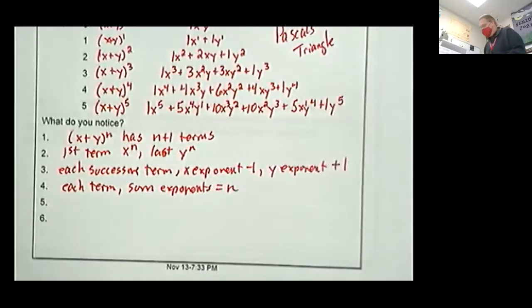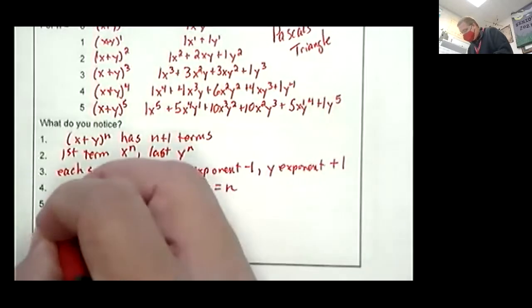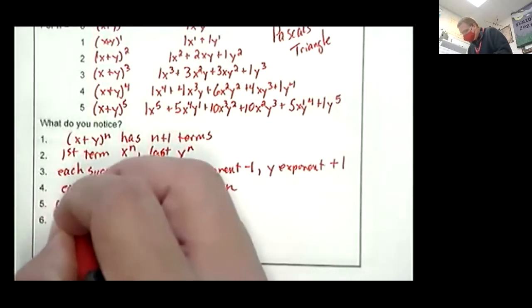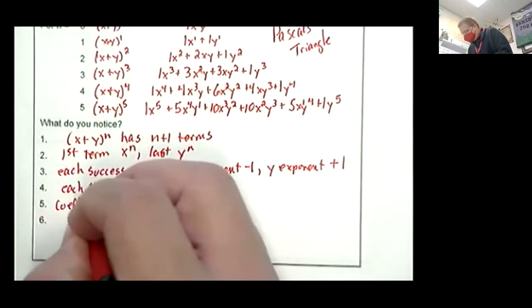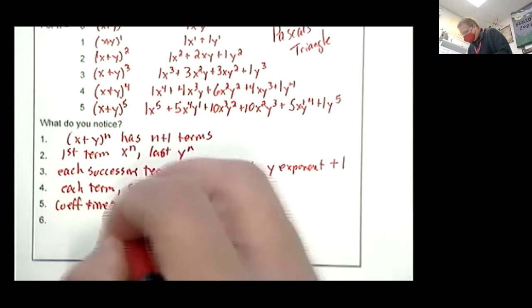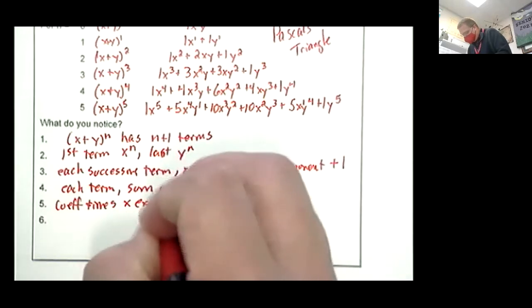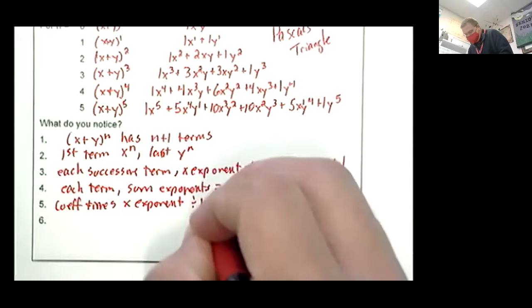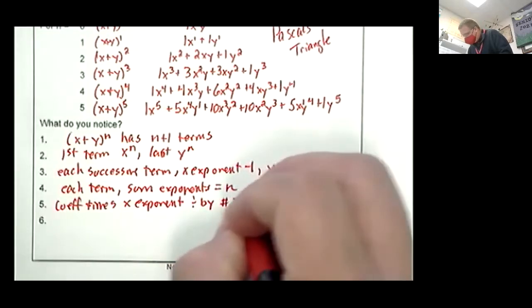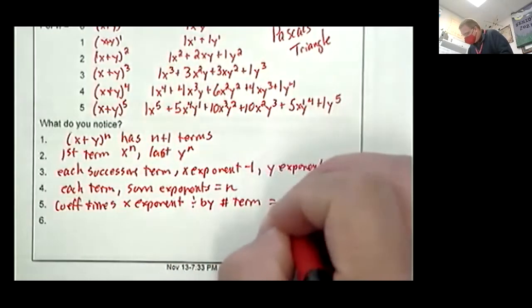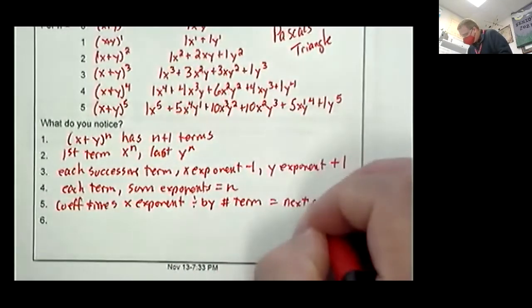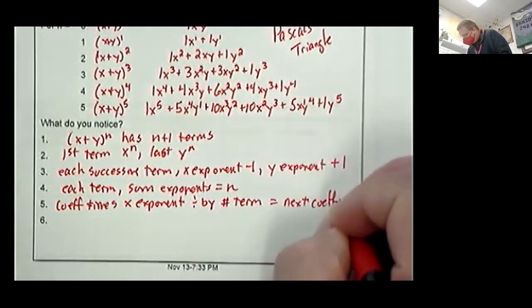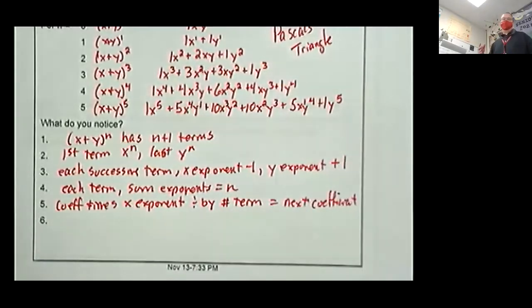So let's write that down as the rule. The coefficient times the x exponent divided by the number of the term equals the next coefficient. So that can actually help us generate any n we wanted to using that pattern.